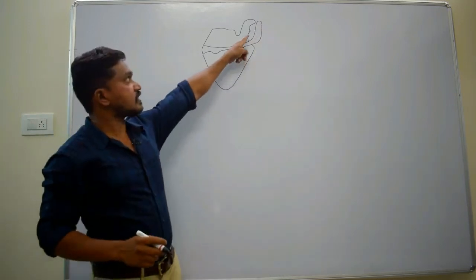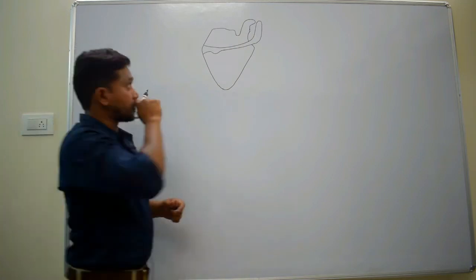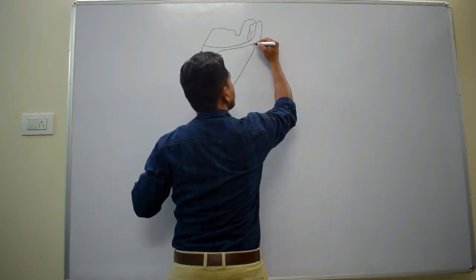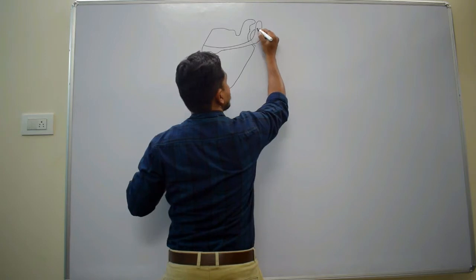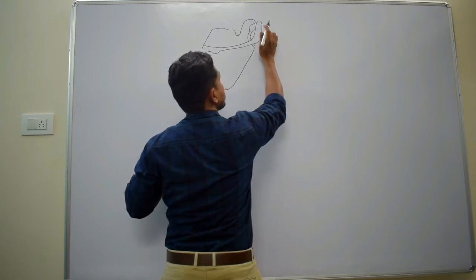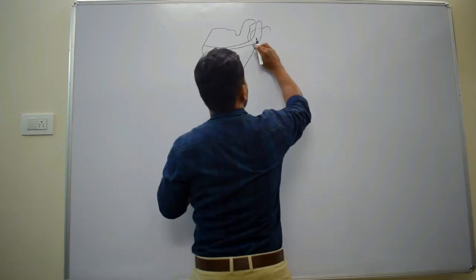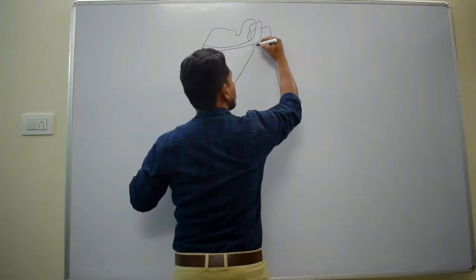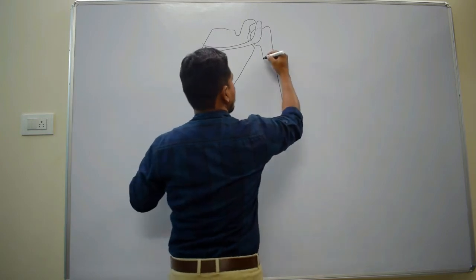Then, what is this cavity? Glenoid cavity. Glenoid cavity articulates with what? Head of the humerus. So, here I am drawing the head of the humerus. The joint between the glenoid cavity and head of the humerus, what is that joint? Shoulder joint. So, this is the head of the humerus, and this is the greater tuberosity of the humerus. And this is the shaft of the humerus. Here, at this part, is the surgical neck.